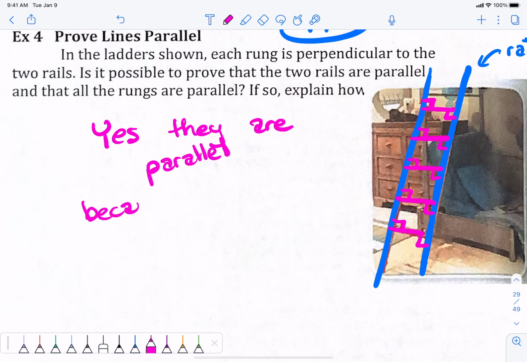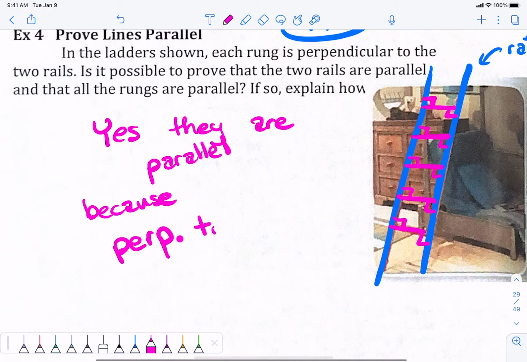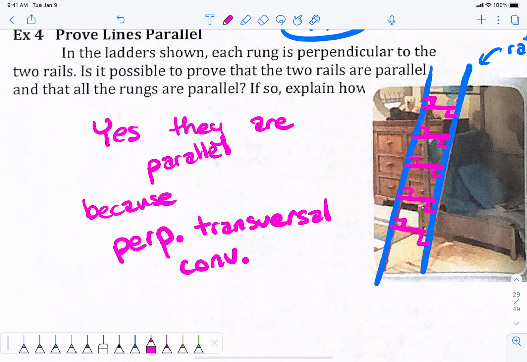They are parallel because of the perpendicular. Is it the perpendicular something? Parallel postulate. I'm looking at the bottom one, though, on the sheet. The perpendicular, is it transverse or transversal? Transversal. A lot of ladders aren't parallel, though. Converse. What? There's a lot of ladders that aren't parallel.